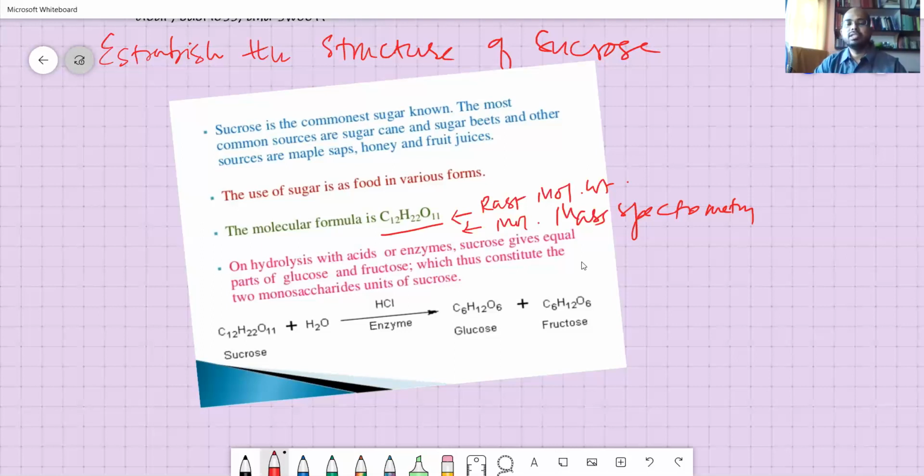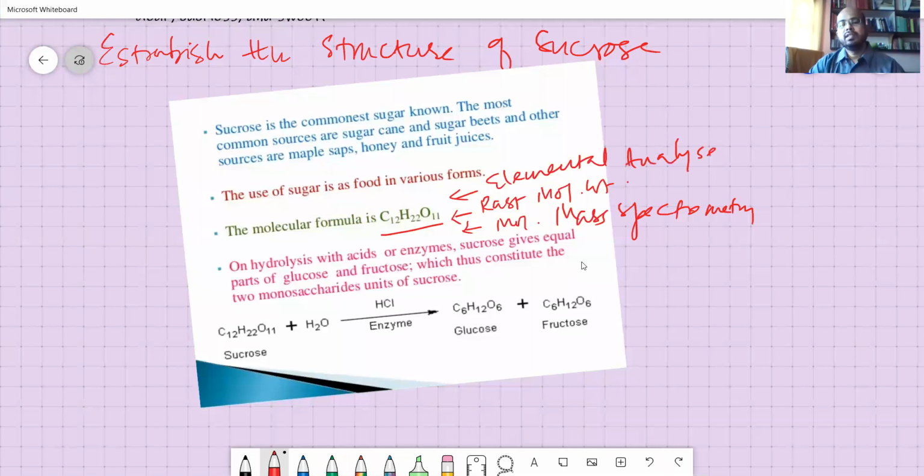If some unknown compound is given, its molecular weight is first determined by this. And there is also one technique called the elemental analyzer, which costs about 30 to 40 lakhs. It gives you the percentage of carbon, hydrogen, nitrogen, and many other elements. So this is the first reaction. The molecular formula is found to be C12H22O11.